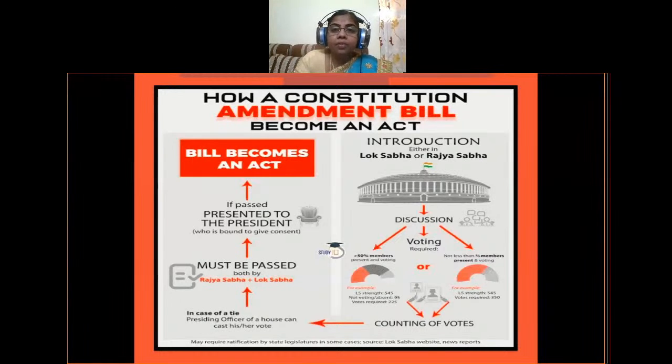So in the case of a tie, that means if the bill gets an equal number of votes both in favor and not in favor, then it will be in the hands of the presiding officers to pass the bill or to reject the bill. If the bill is passed, then it will be sent for the assent of the president. Then the constitutional amendment bill will be converted into an act. So this is the process for a constitutional amendment bill to become a law.